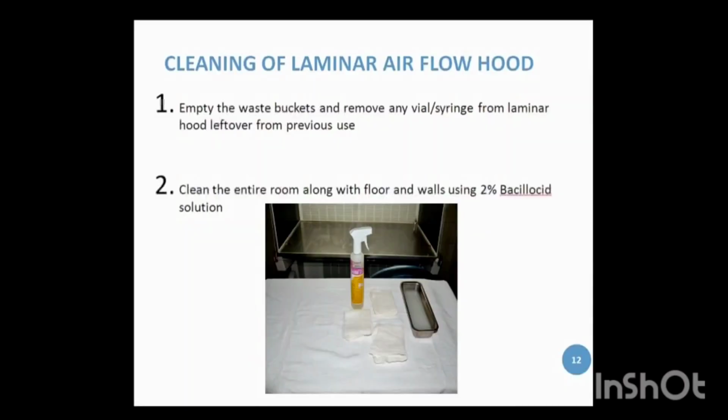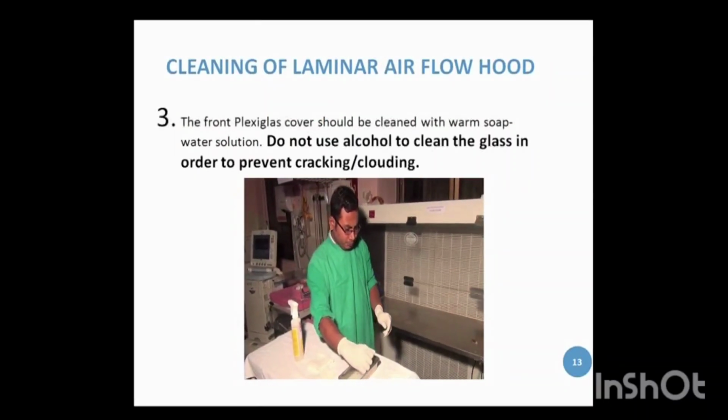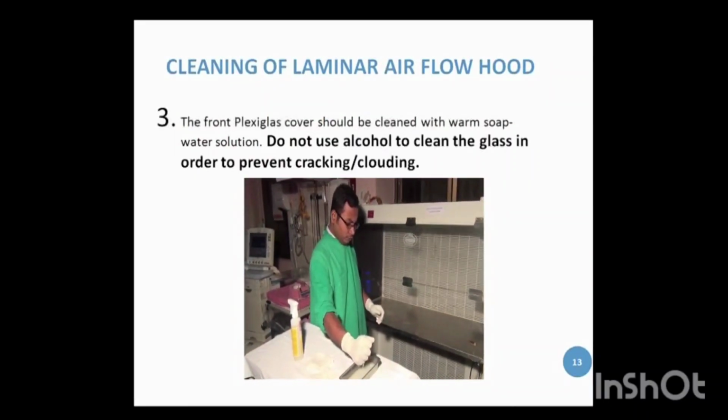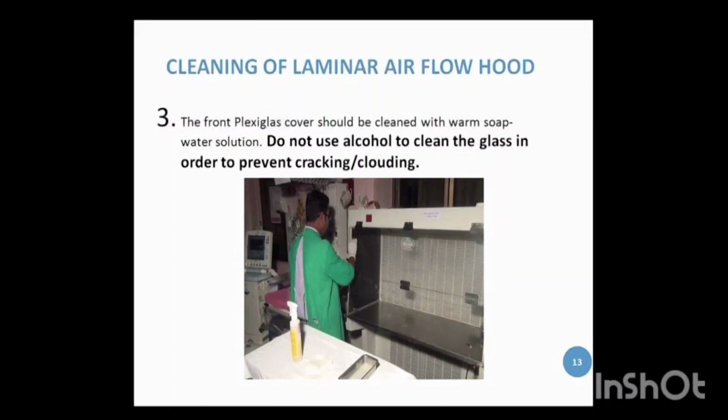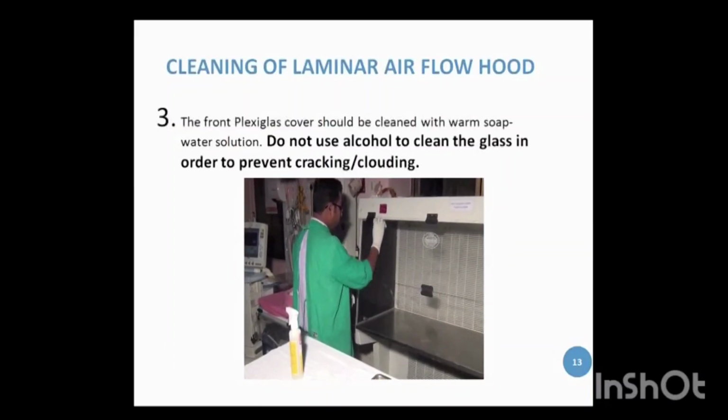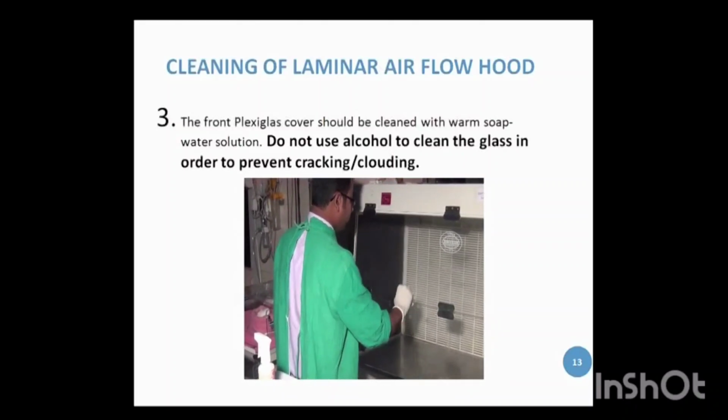Step number 1 is to empty the waste buckets and remove any vial or syringe from the laminar flow hood left over from the previous use. Step number 2 is to clean the entire room, that is, if it is placed in a segregated room, along with the floor and the walls using a 2% bacillocid solution. Step 3 is that the front plexiglass cover should be cleaned with a warm soap solution. Do not, I repeat, do not use alcohol to clean the glass in order to prevent cracking or clouding of the glass.